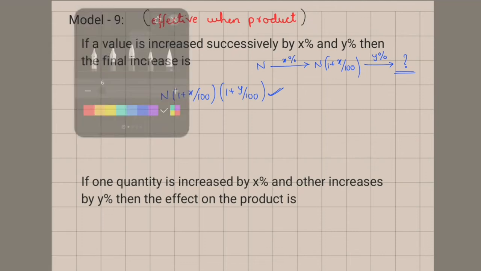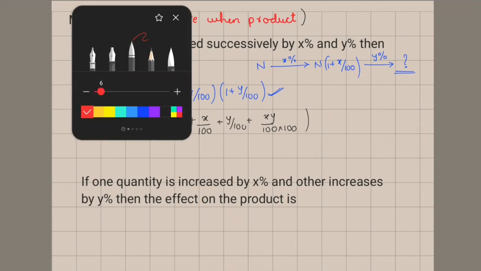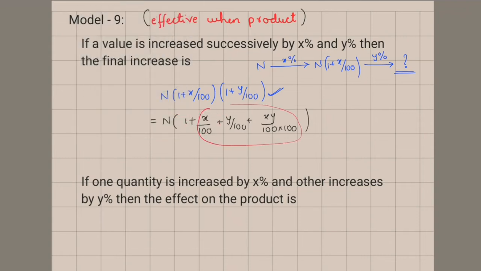So how can we write this now? It equals n into, multiply these two. So we got 1 plus x by 100 plus y by 100 plus xy by 100 into 100. If you observe, this is in the form of n into 1 plus some fraction. This fraction is nothing but the fraction of increase. So this much fraction has increased, because we saw that x percentage increase means n into 1 plus x by 100 fraction. So this is the fraction of increase.